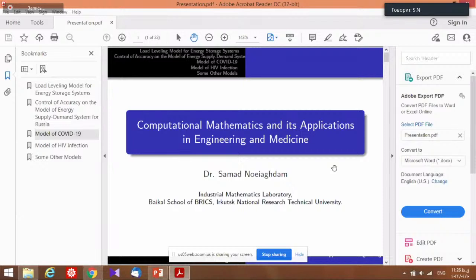I also want to invite colleagues, researchers and students to join us in the industrial mathematics laboratory, because I believe that we can make a relation between mathematics and all other sciences: social sciences, economics, different fields of engineering and medicine, image analysis, signal analysis, and many other fields. I would be happy to see colleagues in the laboratory. Thank you and have a good time.